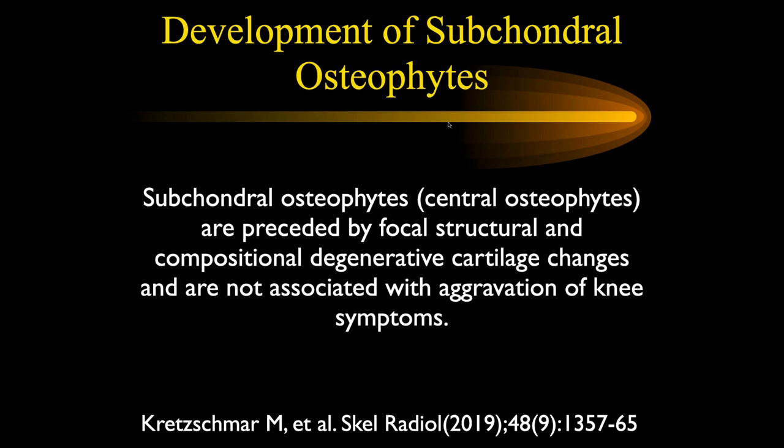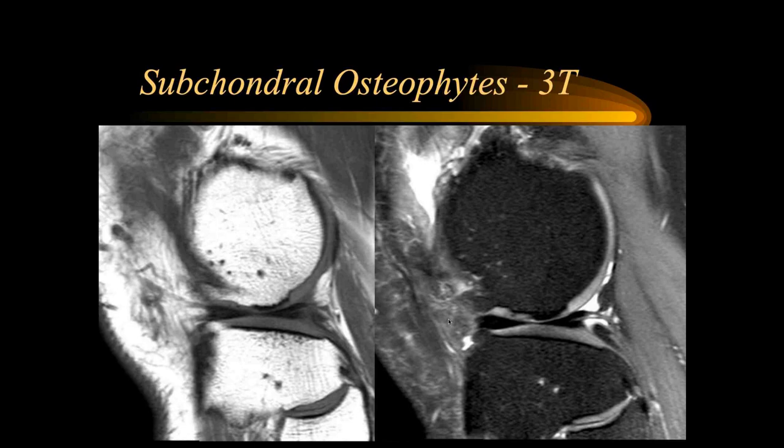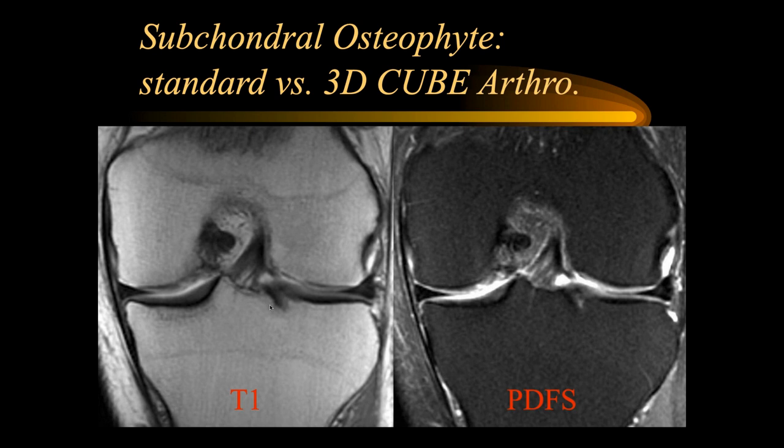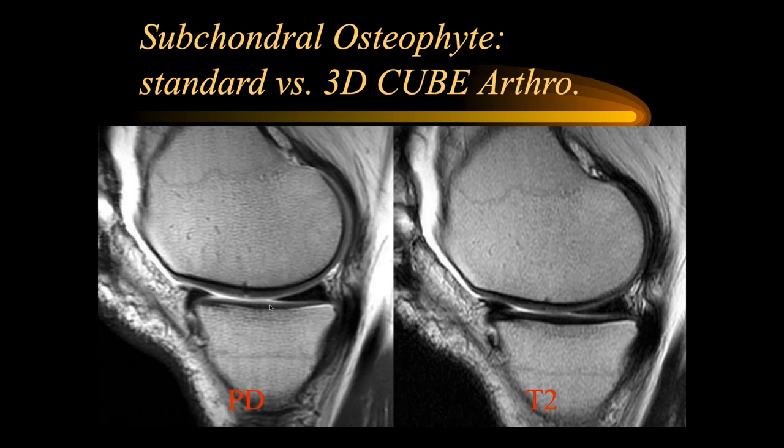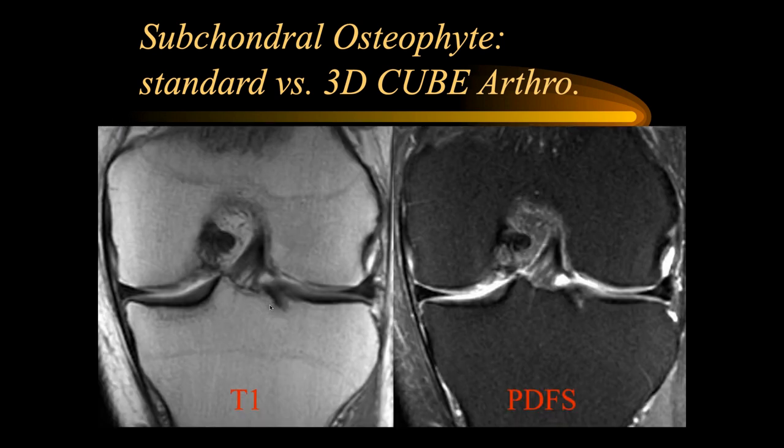And this is just a paper that looked at the subchondral osteophytes and just shows that they're affiliated with chronic degenerative changes, and they of themselves don't tend to be symptomatic. And here's some more subchondral osteophytes developing in areas of degenerative disease of the articular cartilage. And let me see here.